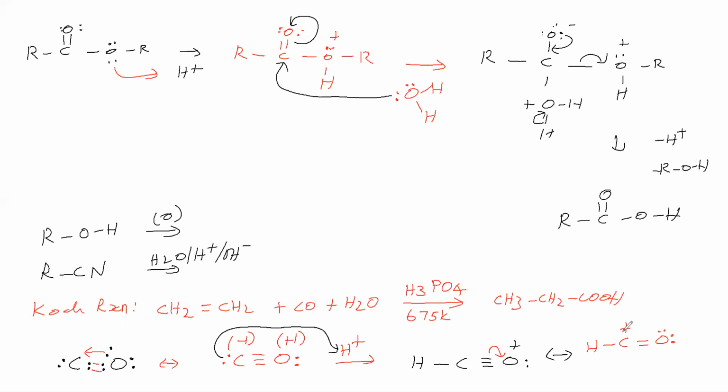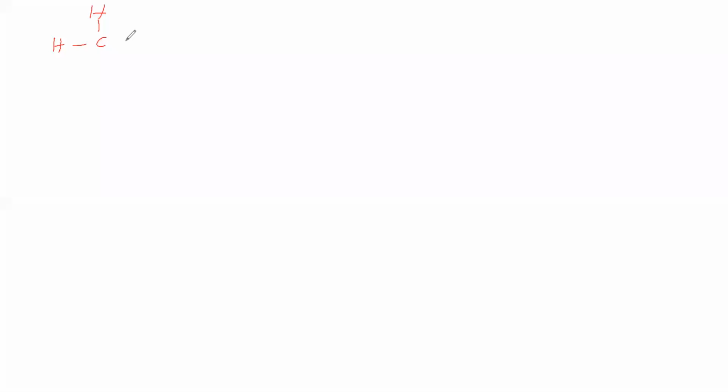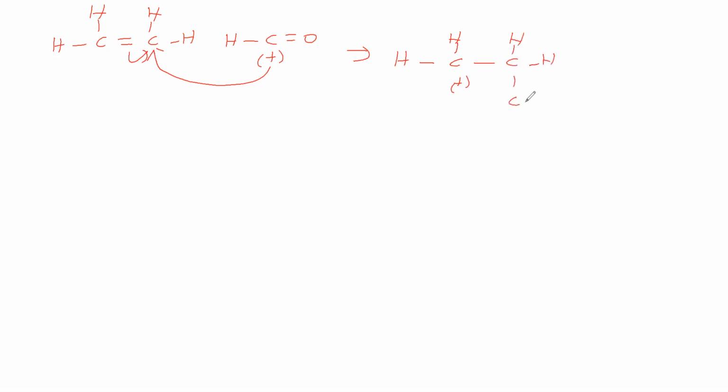This C plus is attacking the ethylenic double bonded carbon. The pi bond is coming like this. Therefore, what happens means H, C, H, here positive charge, here CH, CH, here CHO. Okay, we are getting CHO. We got an aldehyde here.